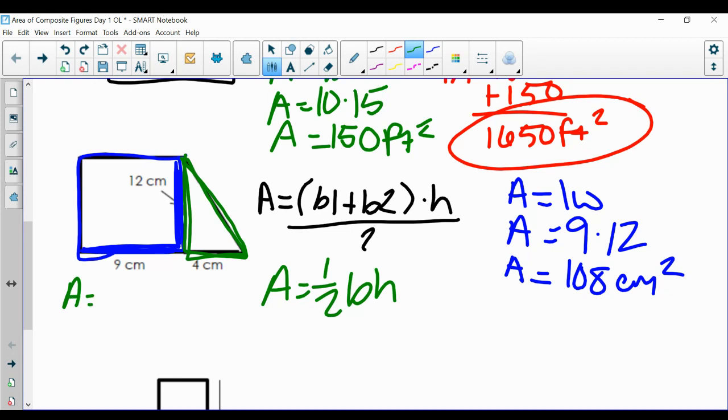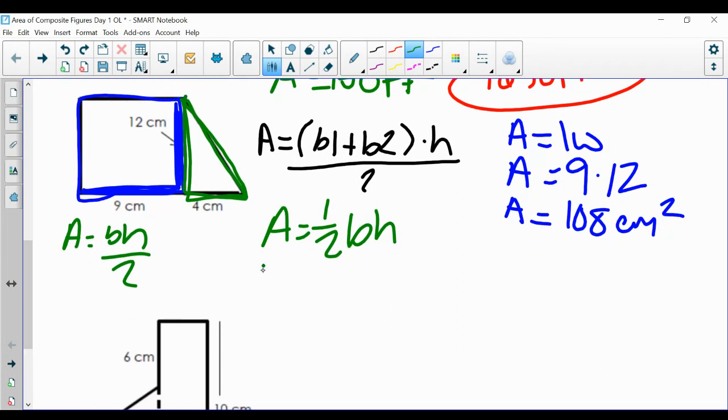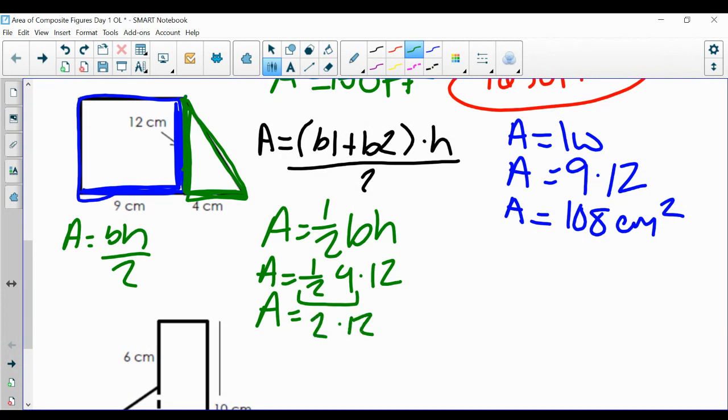or A equals base times height divided by 2, whichever one you prefer. I'm going to do the half base times height because that one's just easier for me. So A equals 1/2. My base is my bottom, which is 4, times my height of 12. Okay? Remember, all you're then asking yourself is, what is half of 4 or what is half of 12? I'm just going to do half of 4 because it's right next to each other. So half of 4 is 2 times 12. It's a final answer of 24.